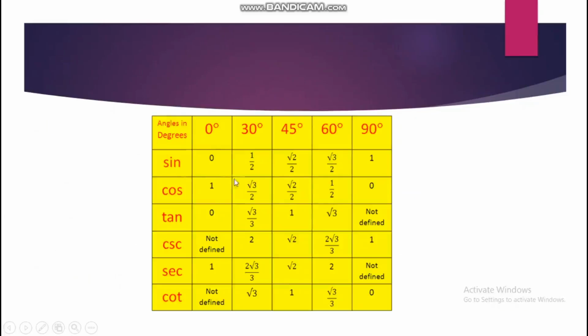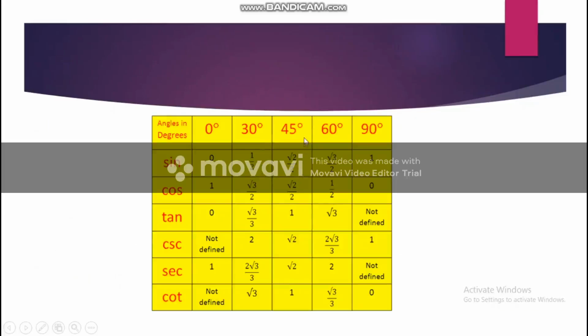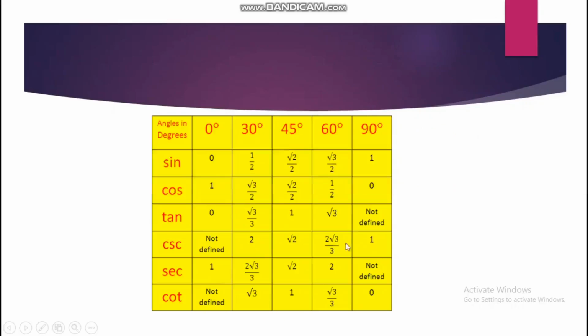So you have sine 0 is 0, cosine 30 is half, sine 45 is root 2 over 2, and so on with root 3 over 2 at 90. You can even go up to 180, 270, or 360, whatever it is. But these are going to repeat like that.